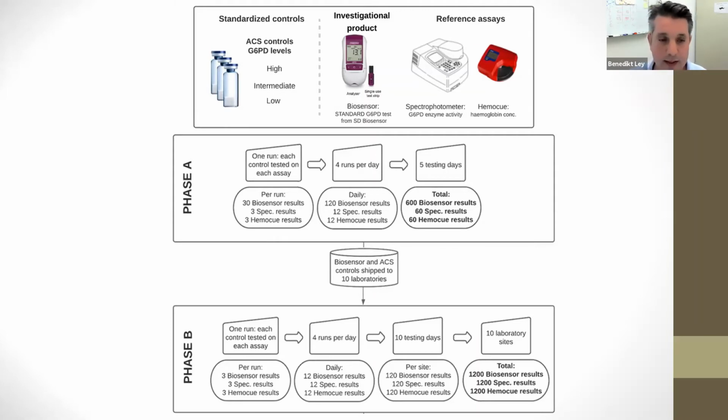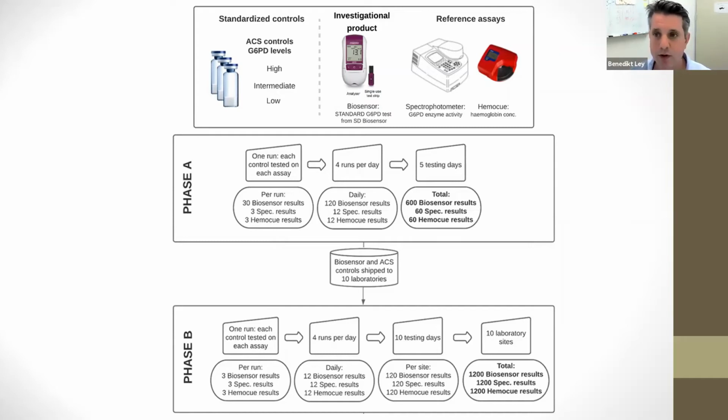Next, we decided we would calculate the coefficient of variation as a proxy for repeatability for high controls measured by the biosensor. Only if this coefficient of variation was below 15% would we proceed to phase B of the study. If the coefficient of variation was above 15%, then the study would be aborted and we would report our findings back to SD Biosensor to see what could be done about that.